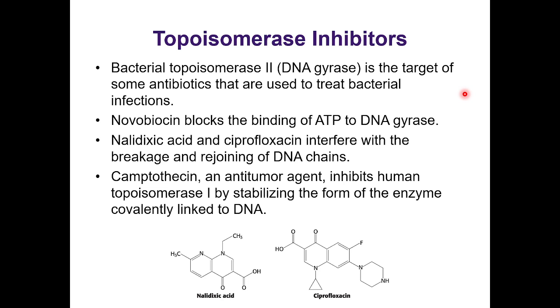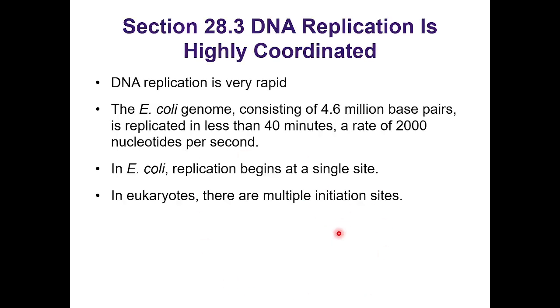Camptothecin, it's an anti-tumor agent. It's going to inhibit the human topoisomerase 1. This is going to be doing it by stabilizing the form of the enzyme that's covalently linked to your DNA. And so these are some examples of that, by the way. Here's nalidixic acid, that's this one right here. Ciprofloxacin, that's this one as well. So the DNA replication has to be highly coordinated. If we're trying to replicate wound DNA, is that going to work out really well?